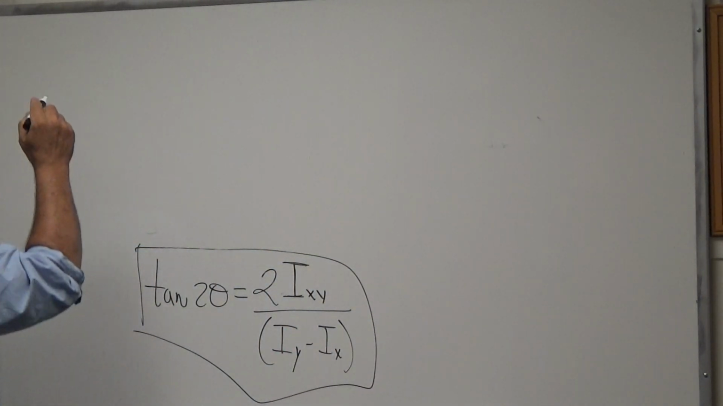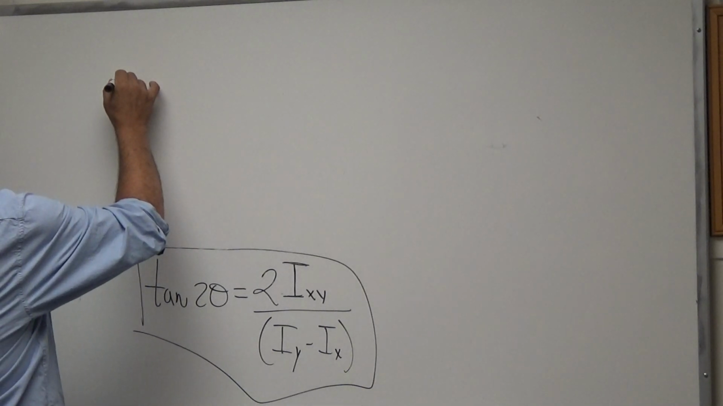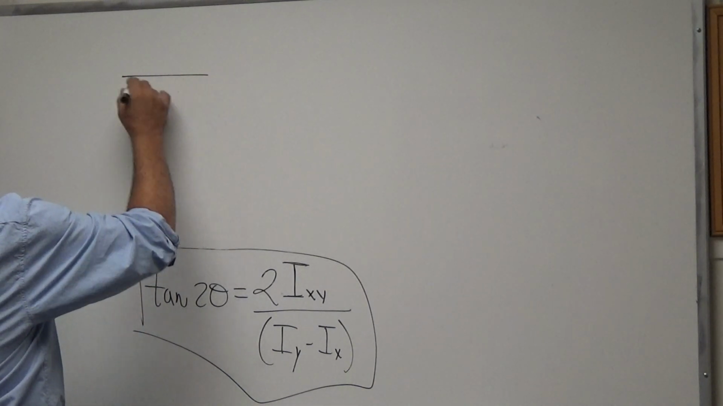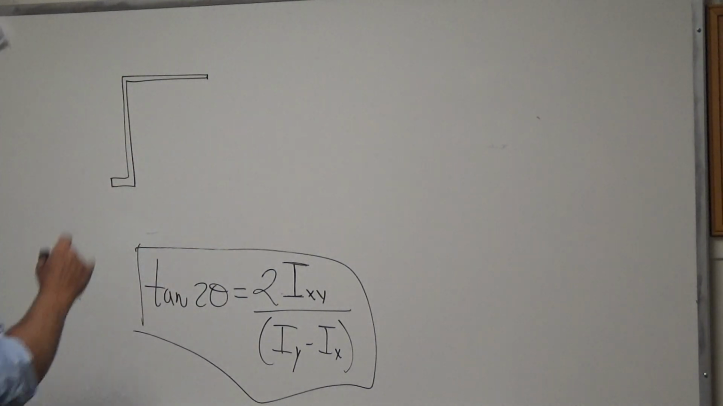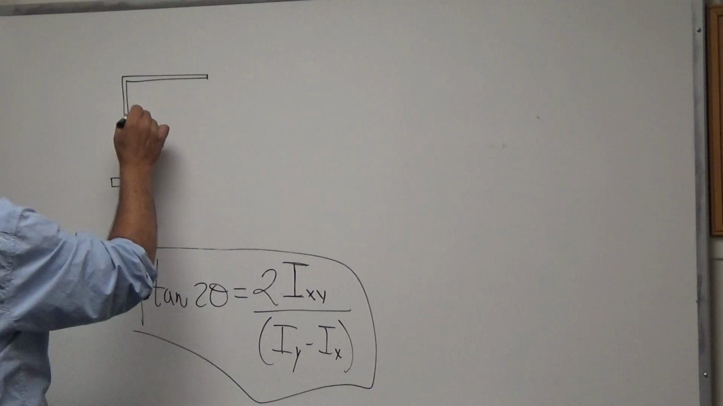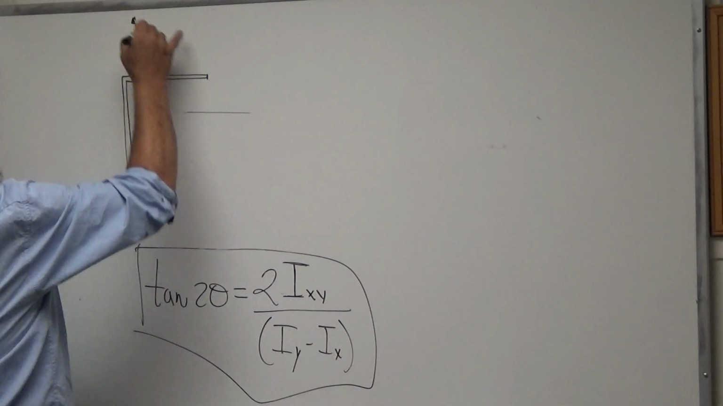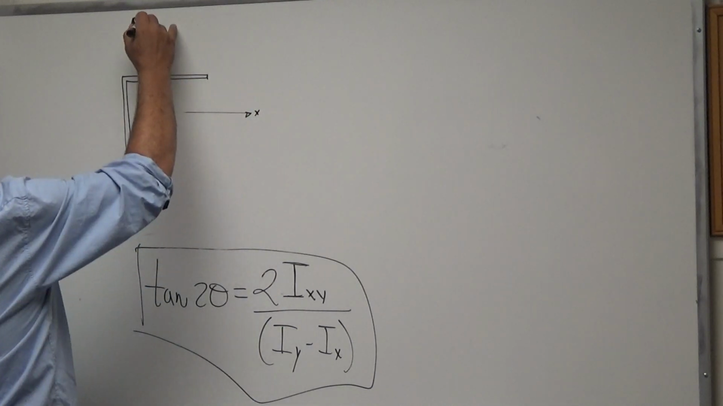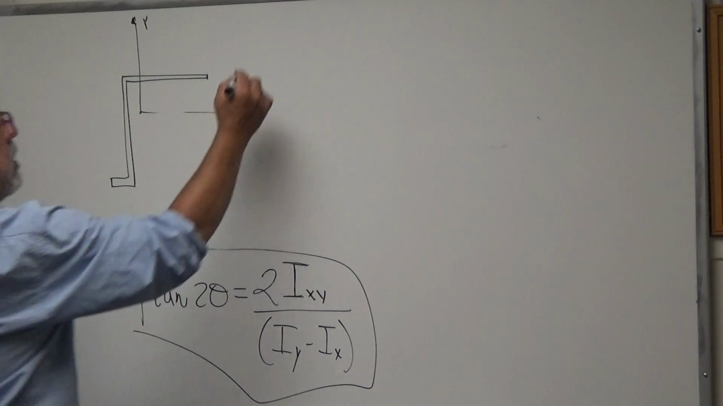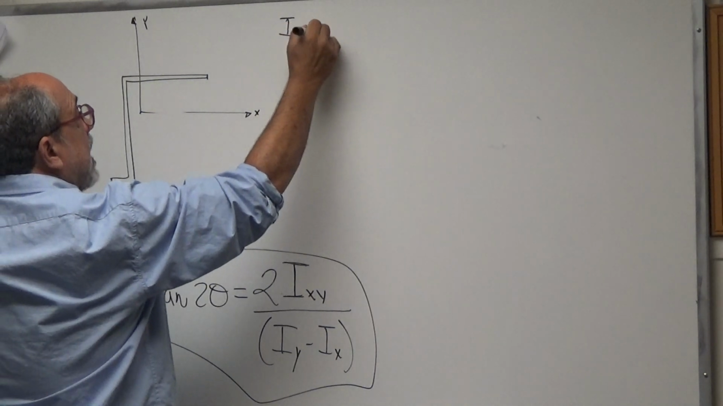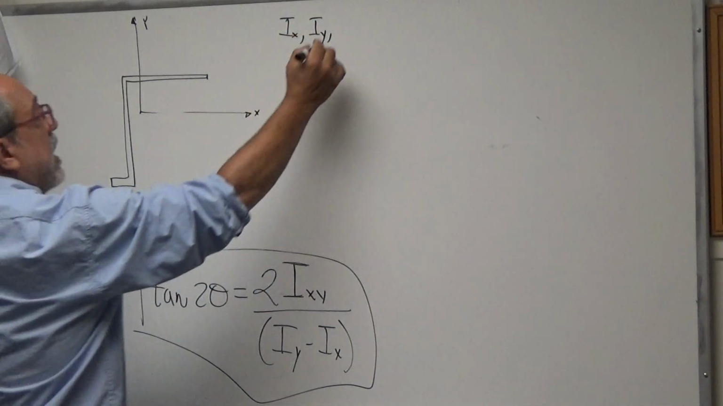Let's say that what you had to do was to calculate, let's say there's a section like this, and the centroid, let's say it's here. This is the x-axis, this is the y-axis. You have some moment, you've got to do some calculation. The first thing is, you recognize this is a non-symmetrical cross-section and you need to know what the principal axes are, because otherwise you can't work. So you calculate your Ix, your Iy, and your Ixy.